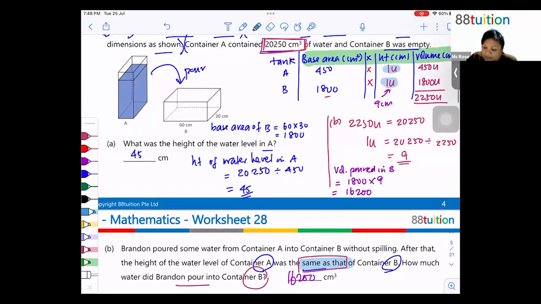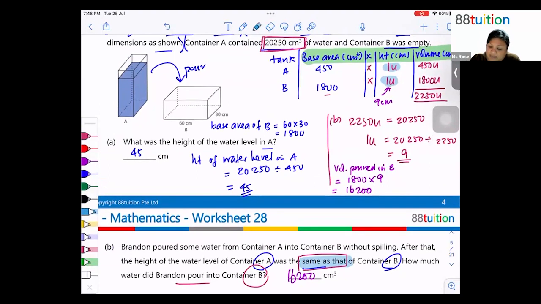You don't understand part B? Okay, do you understand that when I take base area times height it will give me volume? Yashika, do you understand?